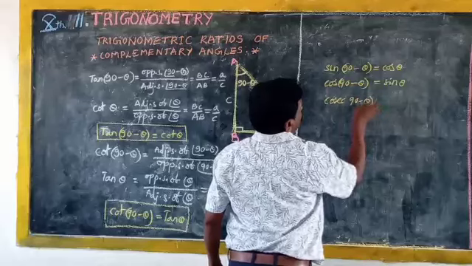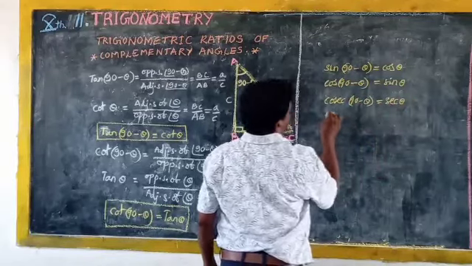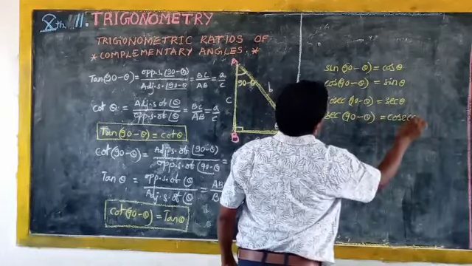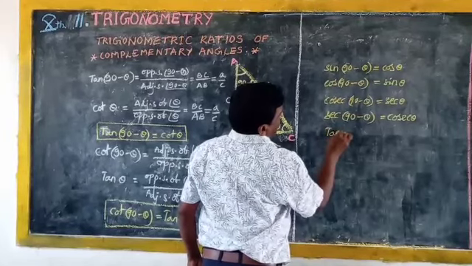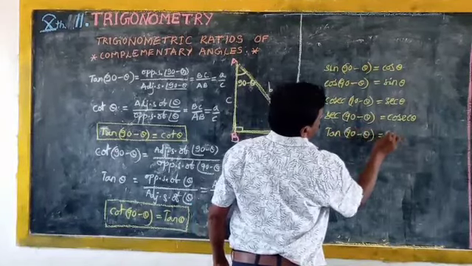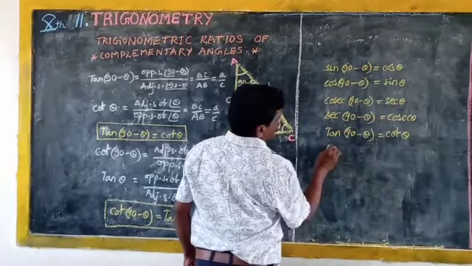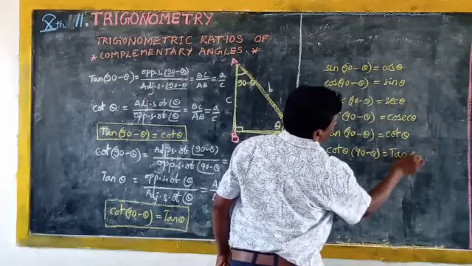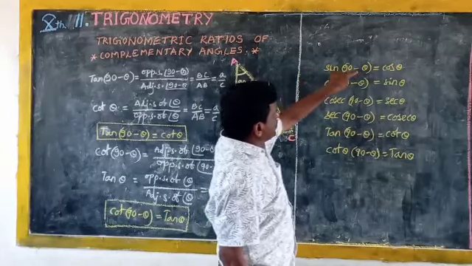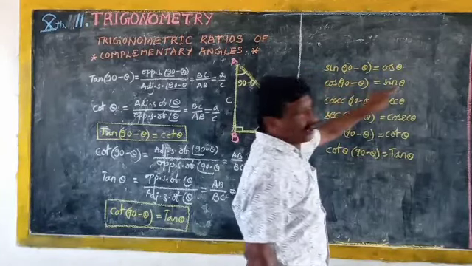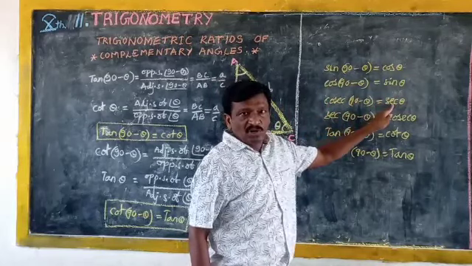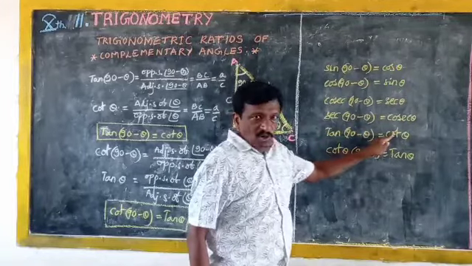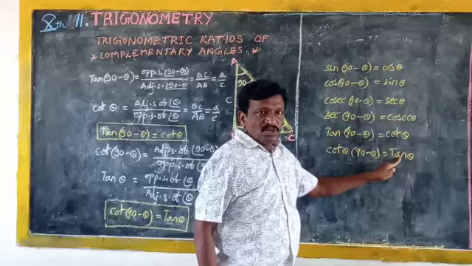Cosecant 90 minus theta is equal to secant theta. Secant 90 minus theta is equal to cosecant theta. Tan 90 minus theta is equal to cot theta. Cot 90 minus theta is equal to tan theta. Sin 90 minus theta is equal to cos theta. Cos 90 minus theta is equal to sin theta. Cosecant 90 minus theta is equal to secant theta. Secant 90 minus theta is equal to cosecant theta. Tan 90 minus theta is equal to cot theta. Cot 90 minus theta is equal to tan theta.